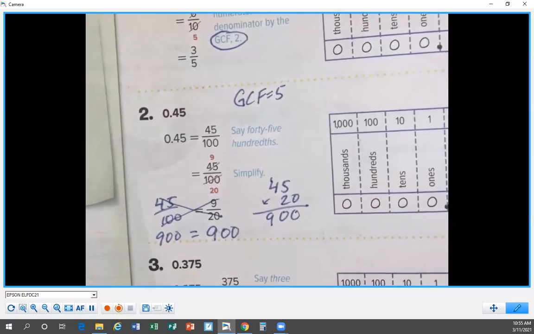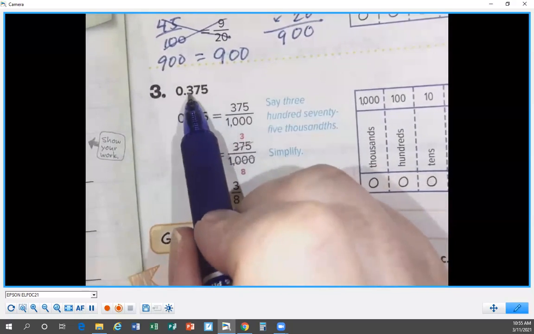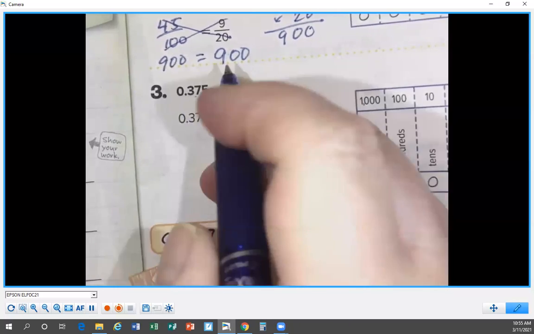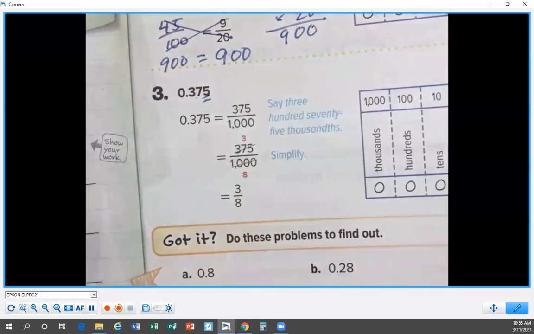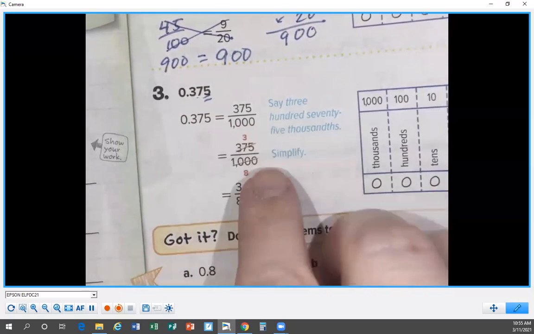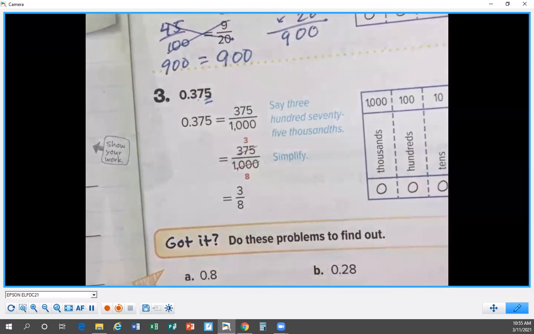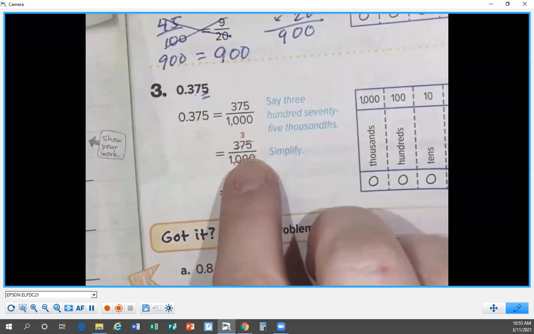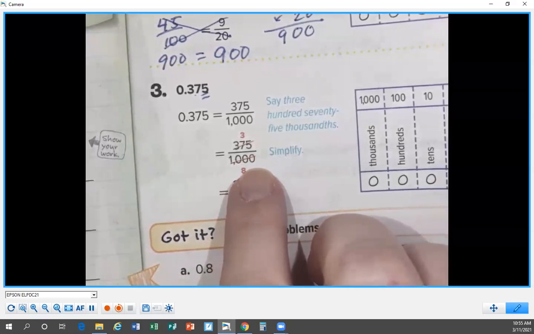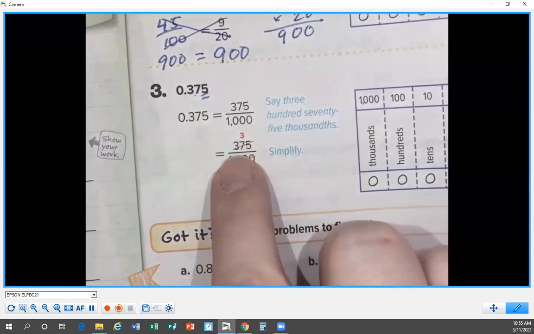Right, number 3, we have 375 thousandths. This is the tenths, hundredths, thousandths place. So when we read this, we say 375 thousandths. We write it as 375 over 1,000. These are both divisible by, I think, 25. Let's see here. 125, excuse me. Yeah, 100 plus 100 plus 100 is 3.